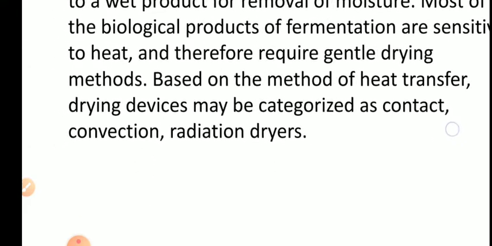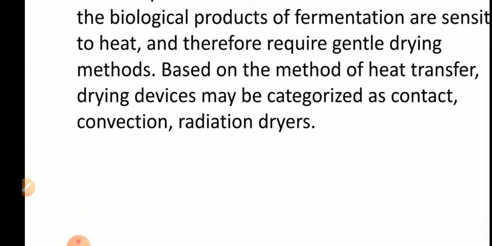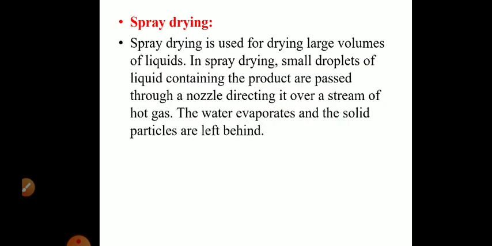Now, based on the method of heat transfer, drying devices may be categorized as contact devices, convection devices, or radiation dryers. Where we cannot apply heat, we have to apply other methods. So, for example, spray drying. Spray drying is used for drying large volumes of liquid. If you have a large volume of liquid, you have to spray dry.